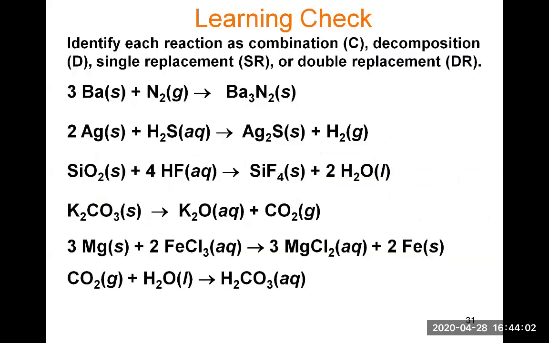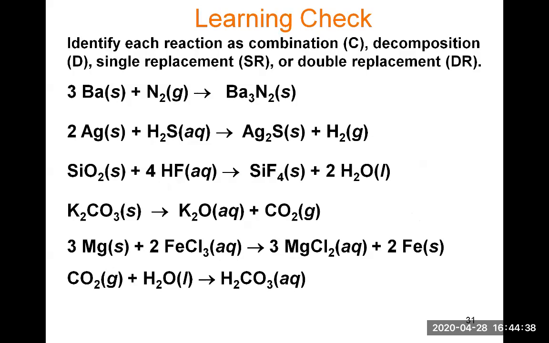So let's practice watching how atoms behave in reactions and identify each reaction as a combination. The capital C will symbolize combination, decomposition symbolized by D, single replacement, SR, and double replacement as DR. So let's look at the first example. And again, as always, I want you to pause the video to work this out on your own before you watch the answer.